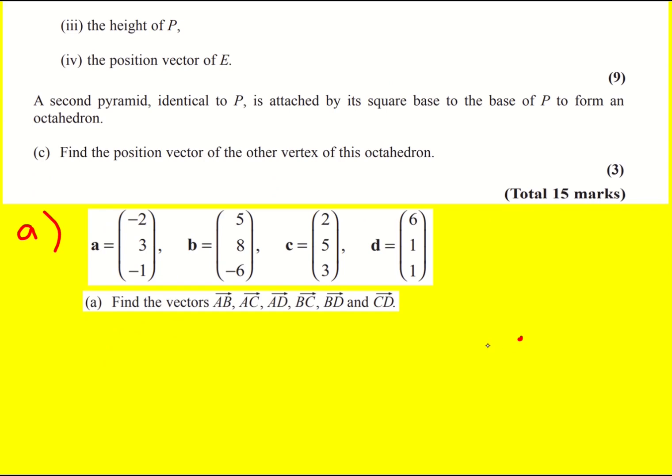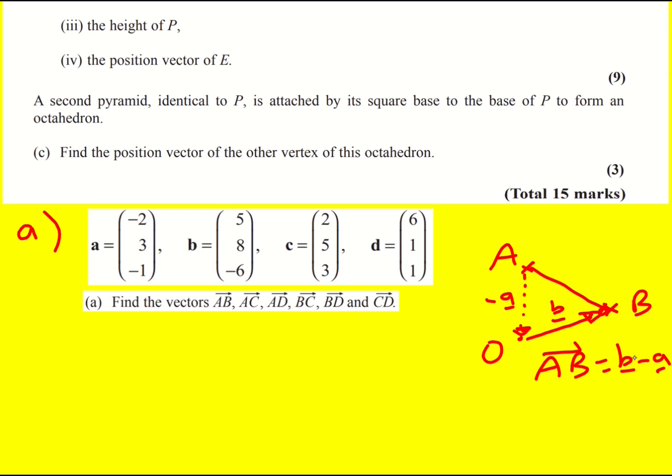Just a very quick reminder, we've got an origin here, and then we've got, say, a point A and a point B. Now, if we want to get from A to B, we can go along here, which would be minus A, because it's going in the opposite direction of O to A, and then along here, which will take us to B. So AB is equal to B minus A. We always take the second point and minus the first point, in terms of the little vectors.